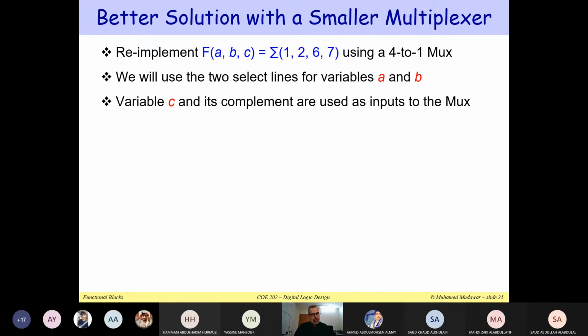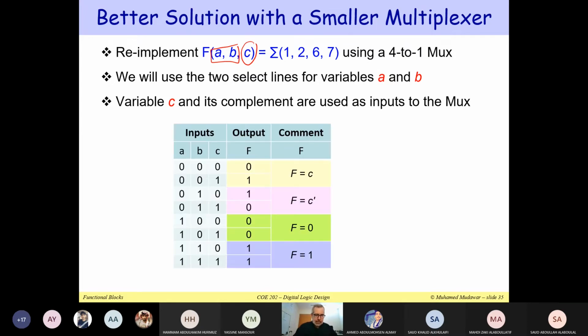Now, in order to do this, I'm going to use two inputs, A and B, because a 4-to-1 multiplexer has only two select inputs. So I'm going to use A and B as my select inputs, and I'm going to use the third variable, which is C, and its complement. I'm going to use them as inputs to the multiplexer. Let us take a look.